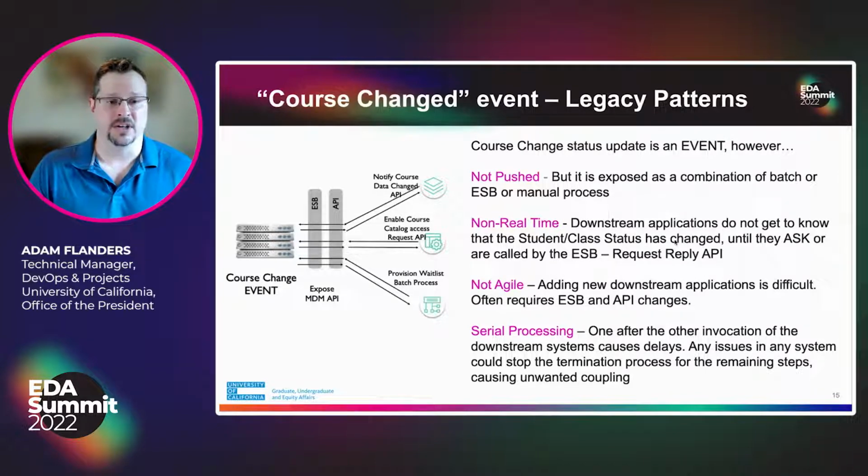It's definitely not agile. Adding new downstream applications is difficult, and it often requires programming teams and development interventions in order to get it running. And then we had a lot of serial processing in terms of unwanted coupling, where all of these systems that were put in place would stop the whole process if there was a failure further upstream.